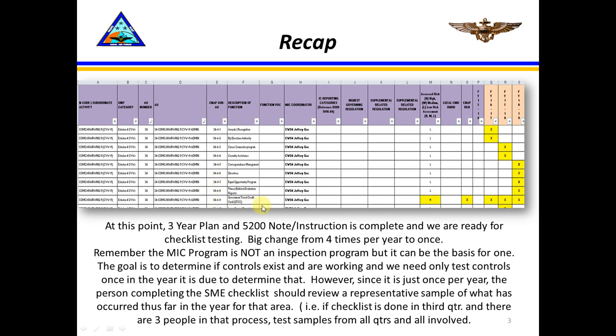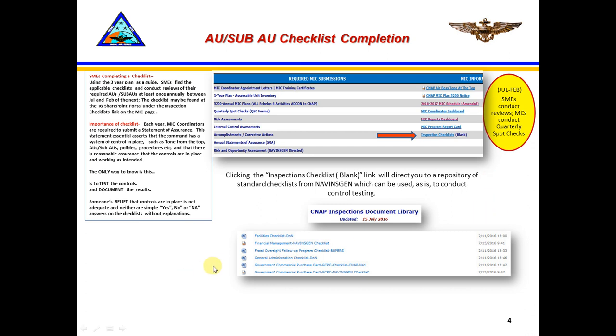Well, if they choose to look at the government travel card in the third quarter, what the person that's doing the checklist should do is determine how many people are doing that particular process, and then take a sample from first quarter through third quarter, and be sure to include anyone that's doing that process. That way you get a representative sample for control testing that can give you reasonable assurance that it's working and that it's in place. So the 3-year plan is used as the basis, the guide for what should be done during a year.